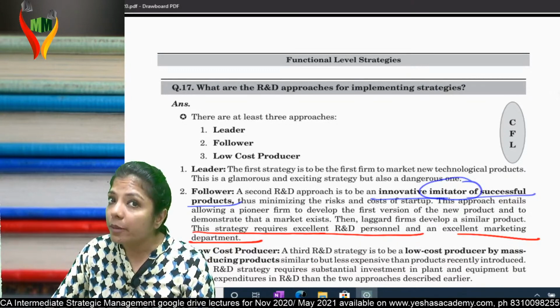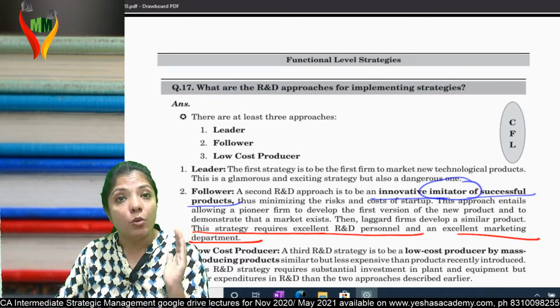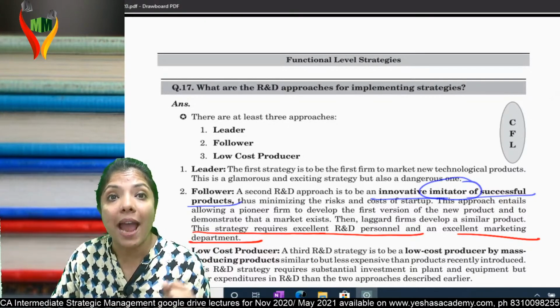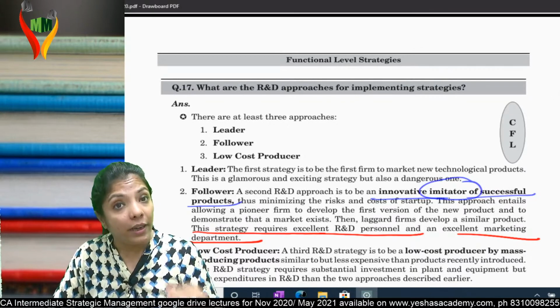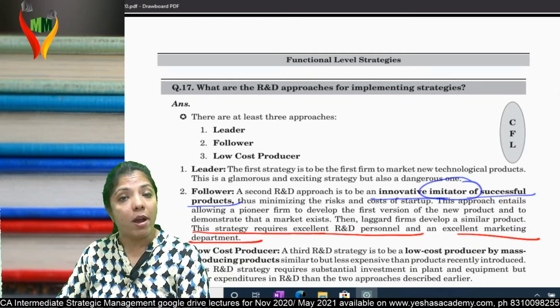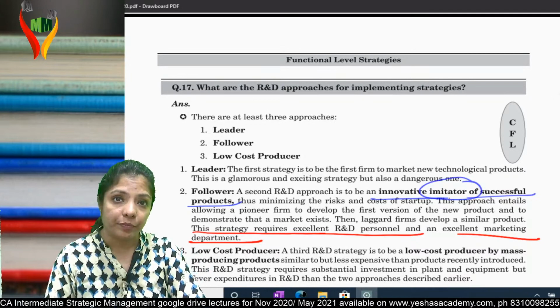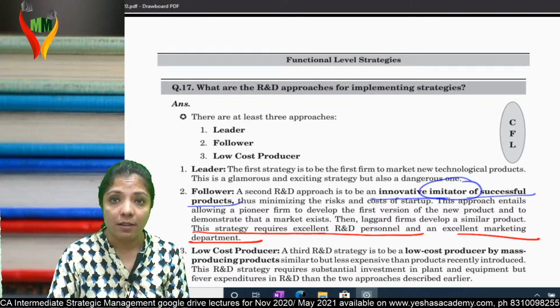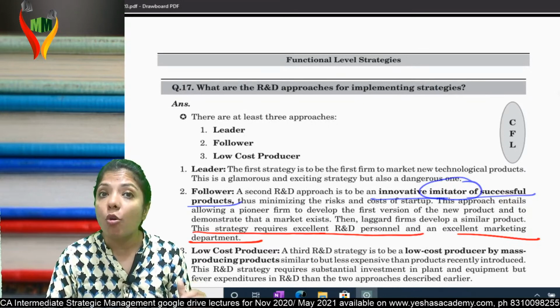For that, what needs to be done? You need to have a marketing department who should go and do a survey. What you liked in the leader's product, what you didn't like, what you wanted that is not there in the leader's product, and all this should be conveyed to the R&D team. Am I clear? And then the R&D team will work accordingly. They are who? Followers. And the third category is low cost producers. Who are low cost producers?